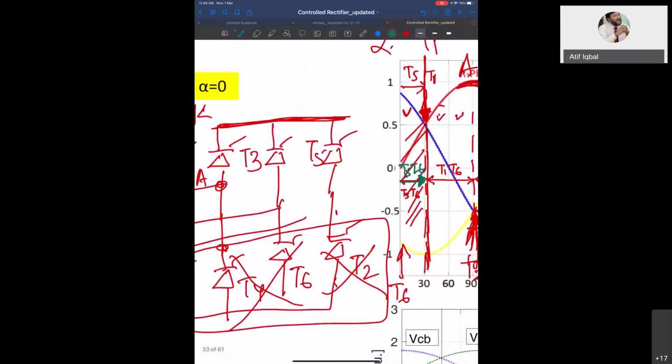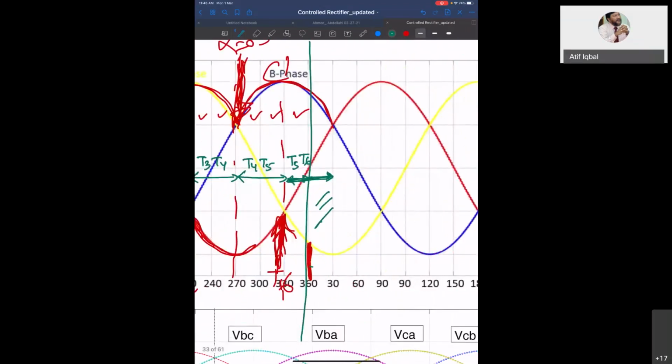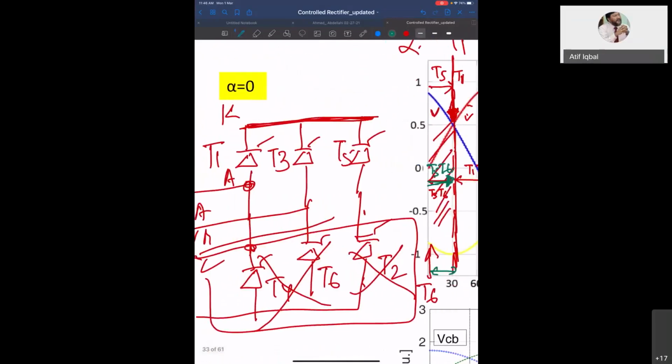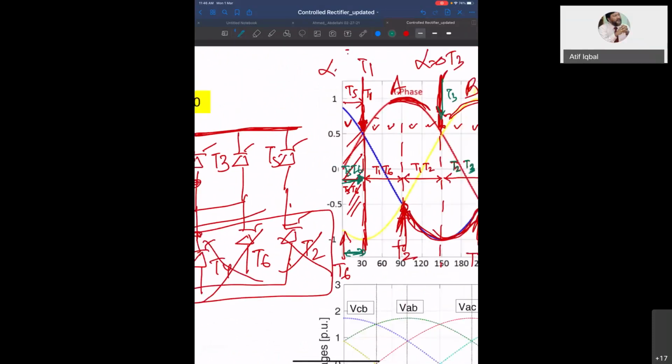So this 30 degree I have shown here. You see, this is 0 to 30. The same 0 to 30 I have shown here. Do you understand this point or not yet?